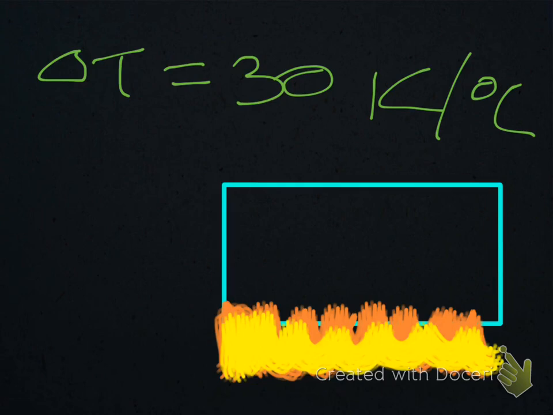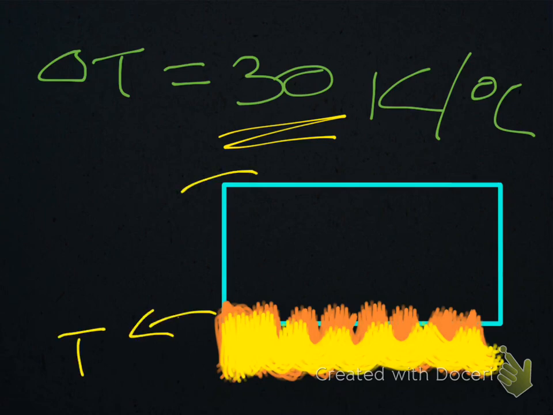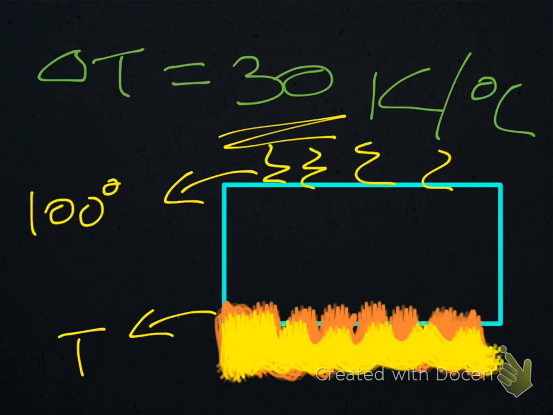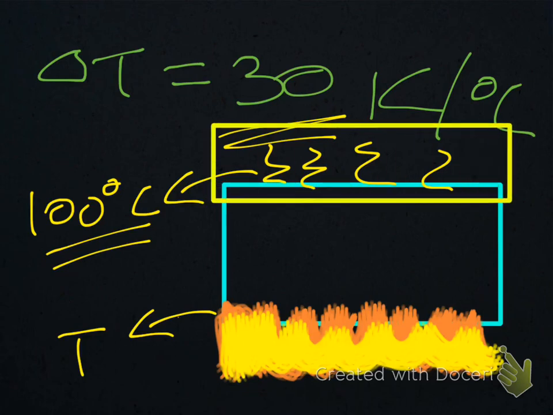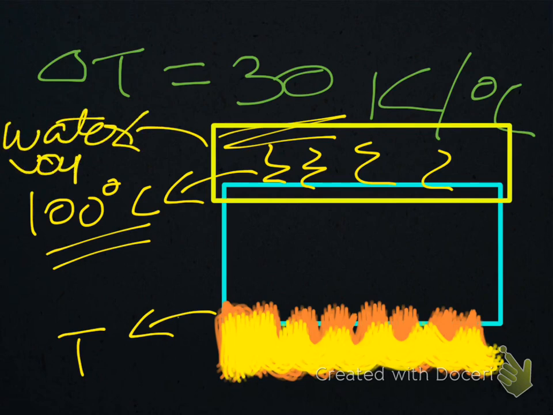Since the change in temperature is 30 degrees Celsius, and we need to calculate this temperature over here, and we know that the temperature at this part is how much? It is 100 degrees Celsius. How do we know that? Because this part is primarily water vapor. This part is simply water vapor, nothing else, right? So it has got to be 100 degrees Celsius.